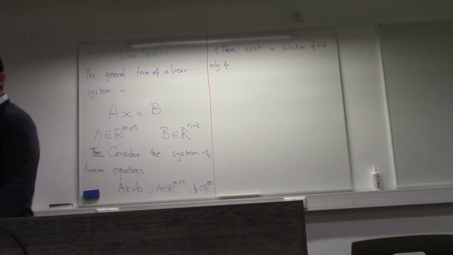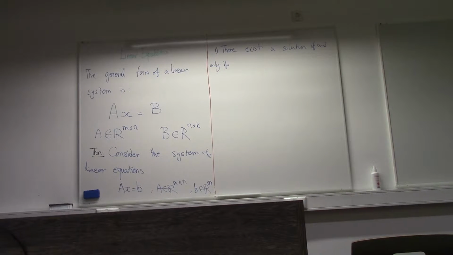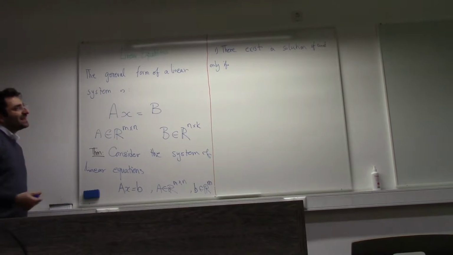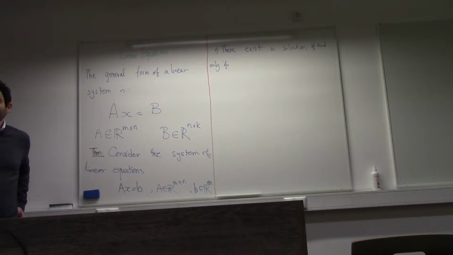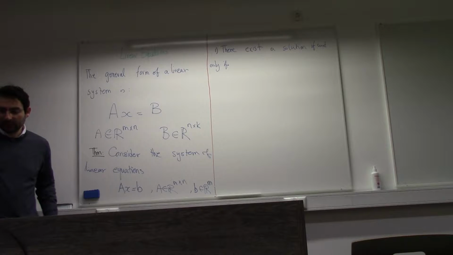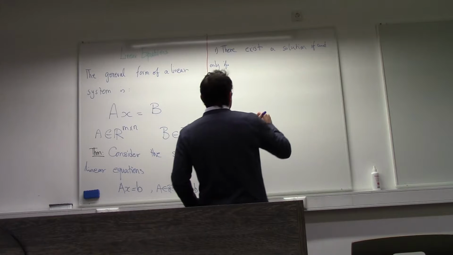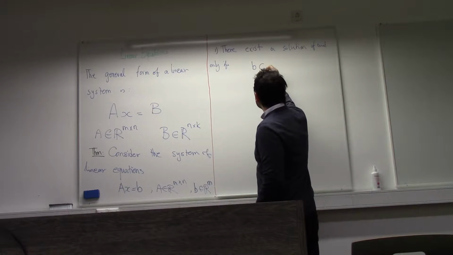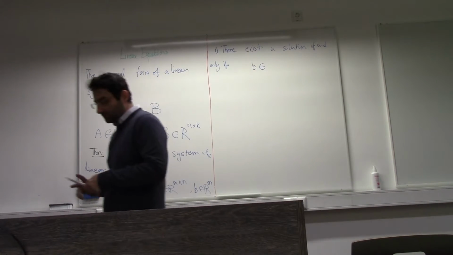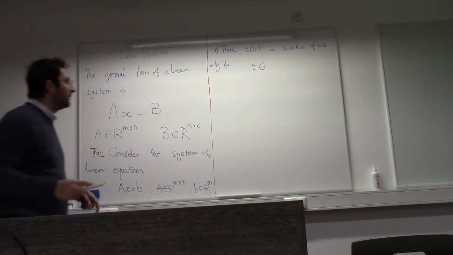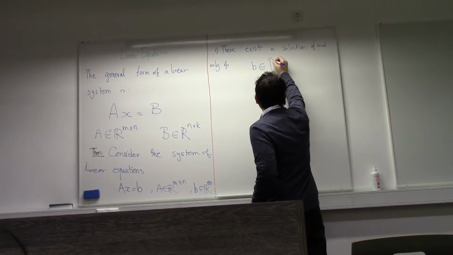we had the first statement before. We said when we were talking about the four fundamental subspaces, we said a system like Ax is equal to B has a solution if and only if B belongs to what? The range space of A. B belongs to R(A).